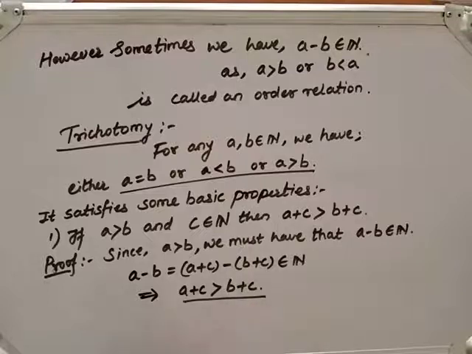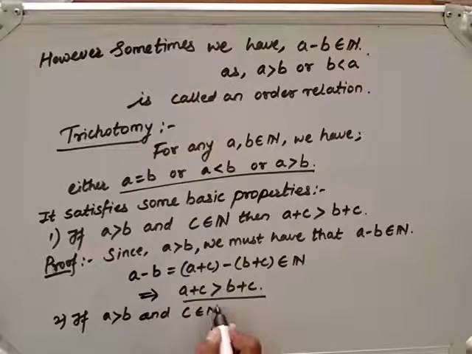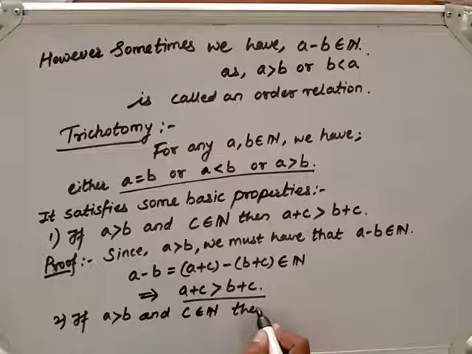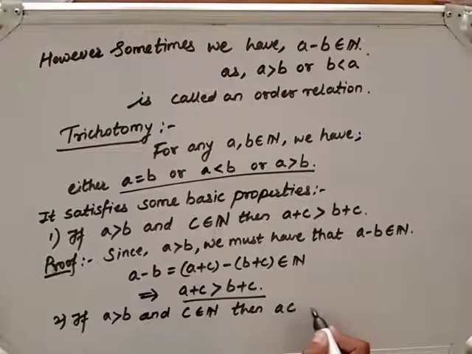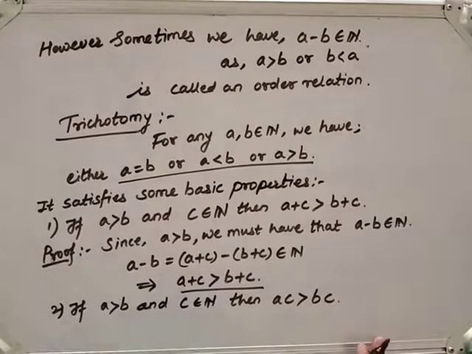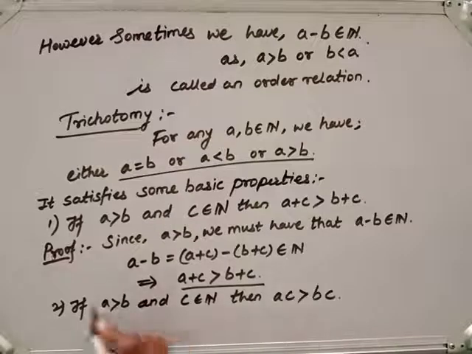It doesn't change. Now the second property is that if a is greater than b and c belongs to the set of natural numbers, then a times c is greater than b times c. This is another property. Now let me prove this one also.